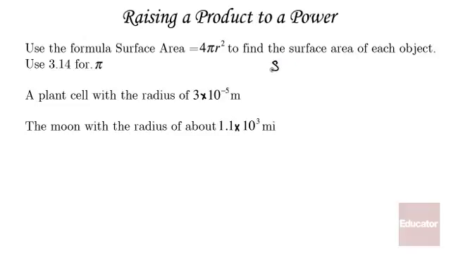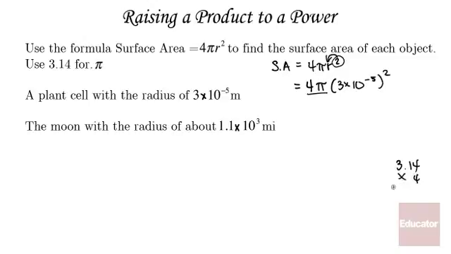So the surface area is 4 pi r squared. So if I substitute in here, I'm doing 4 pi, and this is 3 times 10 to the negative fifth squared, because it's r squared. So I'm going to first multiply 4 times pi, 3.14 times 4. I have 12.56, and now inside the parentheses, 3 squared is 9, and 2 times negative 5 is negative 10.